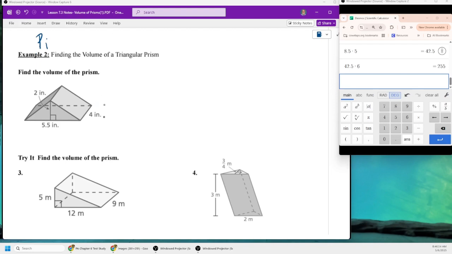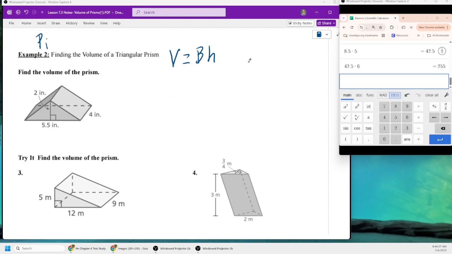So a triangular prism is the same. So we have to find the area. We use the exact same formula for volume, the area of the base times the height of the prism. So the height of the prism is the distance between the two triangles in this case.